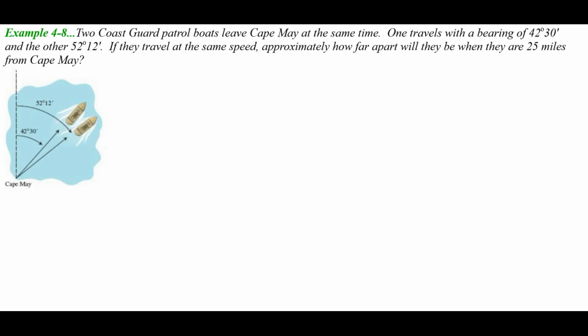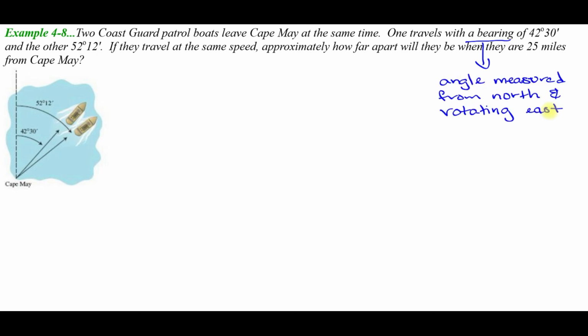All right, in this last question, we have 2 boats who are leaving this cape at the same time. One is traveling on a bearing of 42 degrees 30 minutes, and the other on a bearing of 52 degrees 12 minutes. Remember, a bearing is an angle measured from north and rotating towards the east. The problem tells us that the boats are traveling at the same speed, so approximately how far apart will they be when they're 25 miles from the cape?